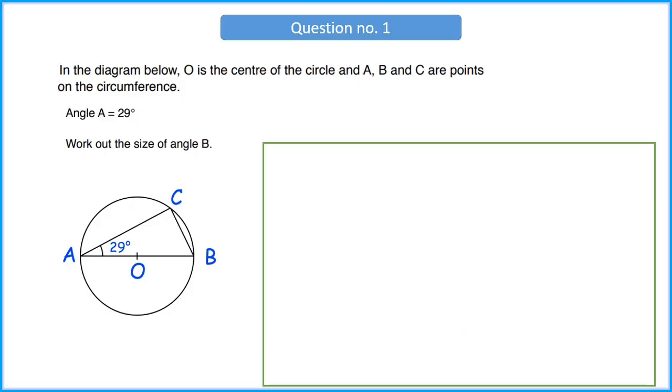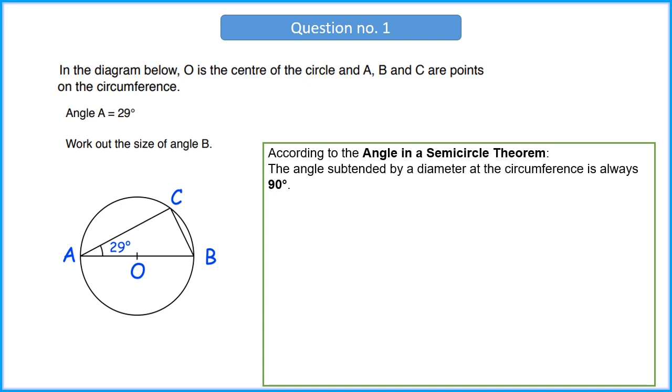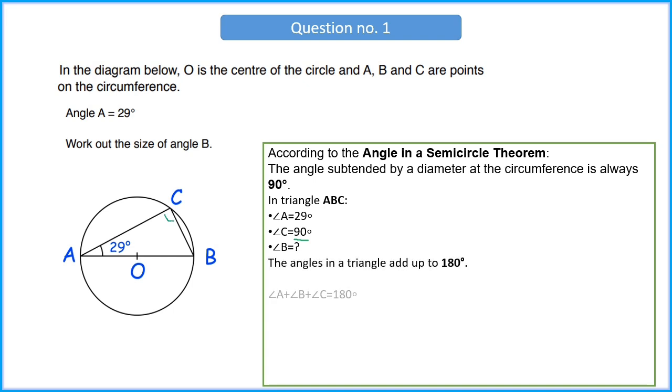This question uses the angle in a semicircle theorem. Since AB is the diameter, angle C is always 90 degrees. Now use the angle sum of a triangle. 29 degrees plus 90 degrees plus angle B equals 180 degrees. So angle B equals 61 degrees. Answer, 61 degrees. Let's move to question 2.